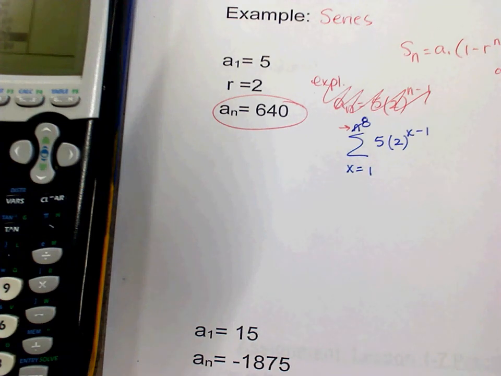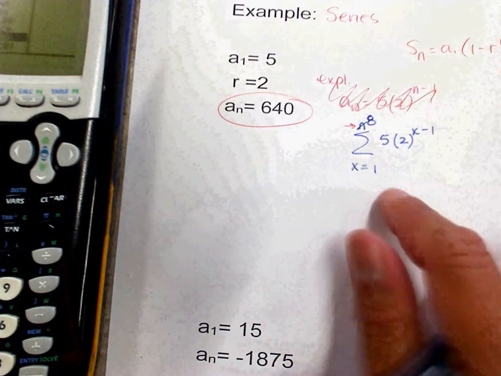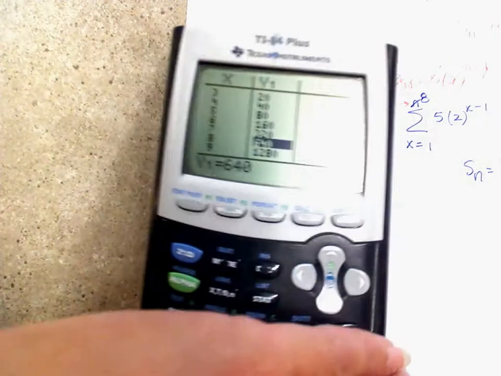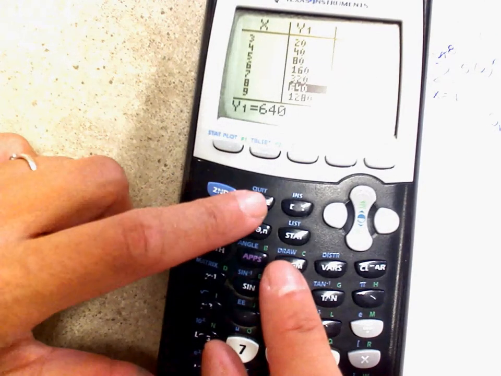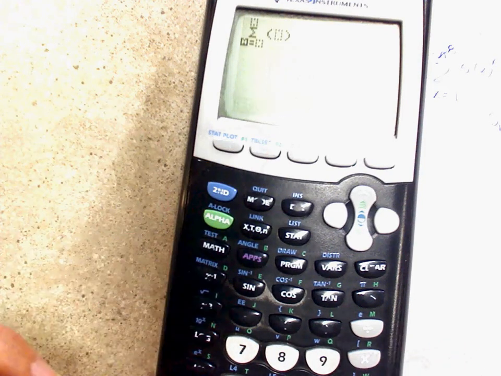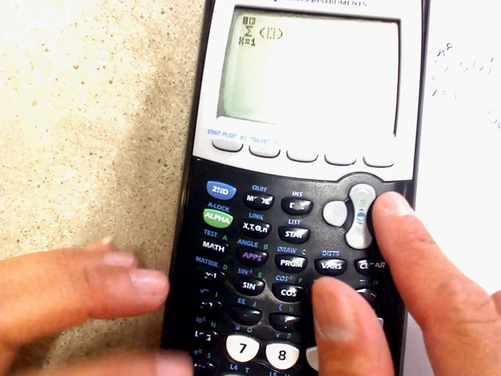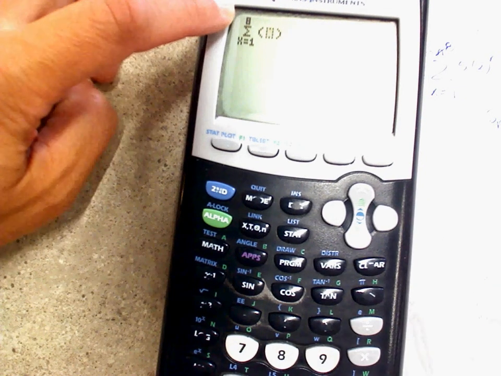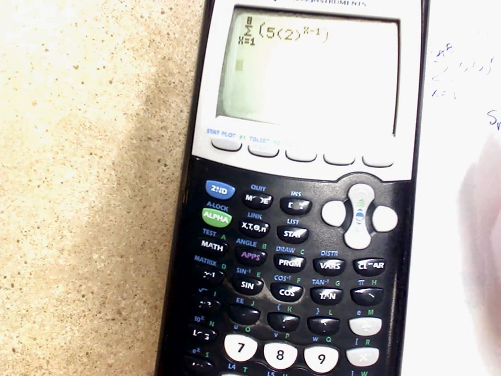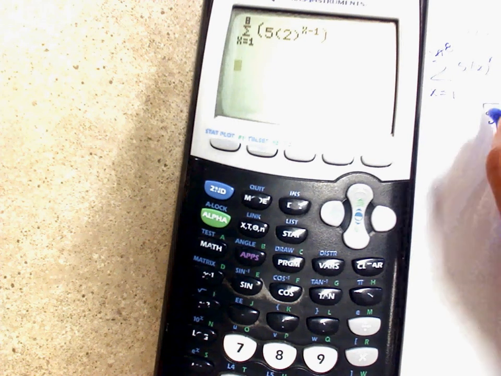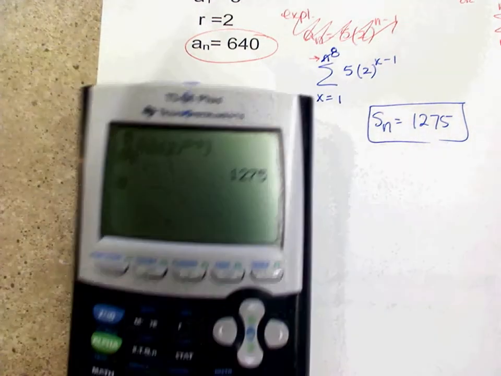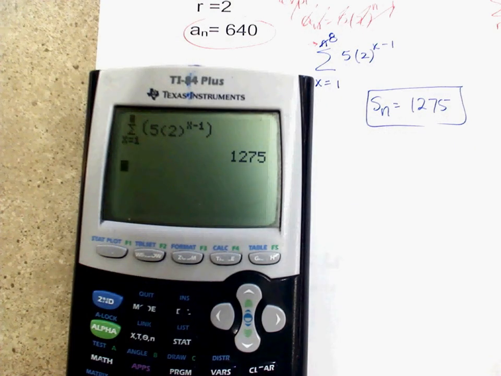Can I now find my series? Typing that into the calculator. So what are you guys going to type? If you hit second, quit, it'll go away. Okay? So alpha window number 2, x1, right-click 8. We were looking for that number right here. 5 parentheses 2 parentheses raised to the x minus 1. So your S sub n is 1275. Not bad? Okay. Any questions so far?